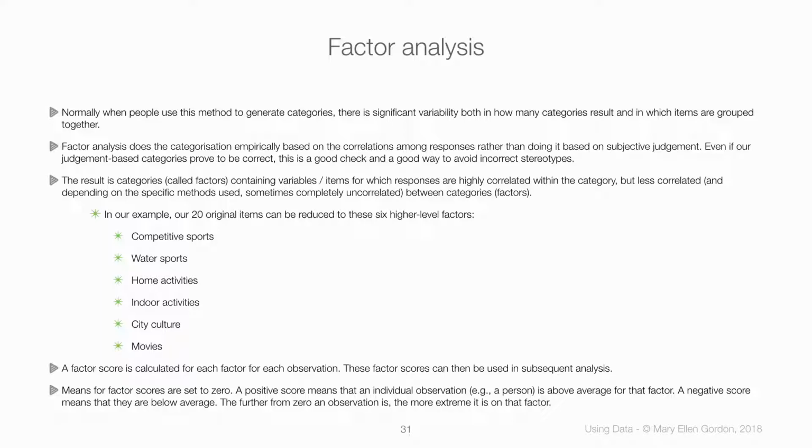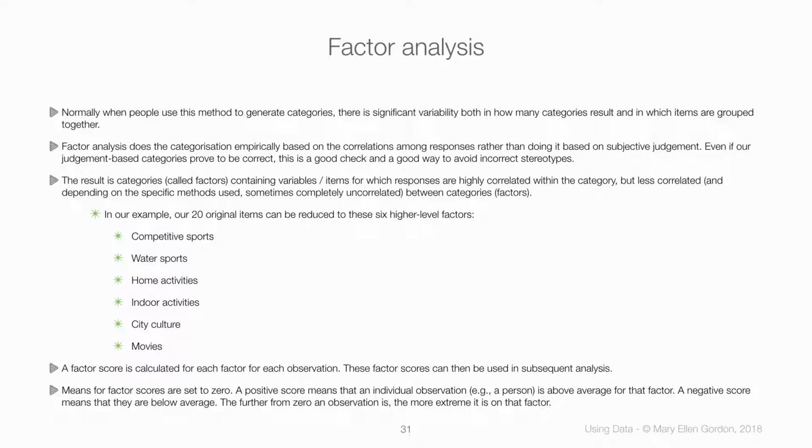A factor score is calculated for each observation, so in our case, each person. And then those factor scores can be used in subsequent analysis. So rather than having 20 things to work with, we now have six things to work with, which just makes everything a lot more manageable.